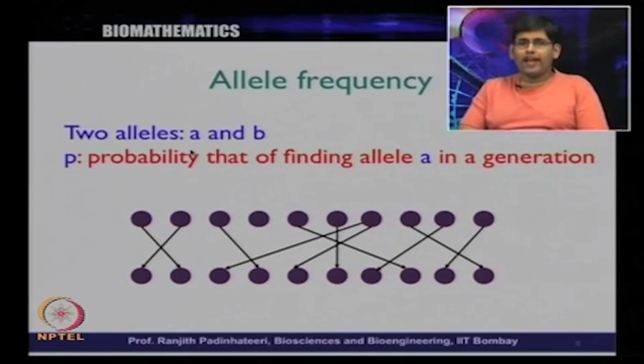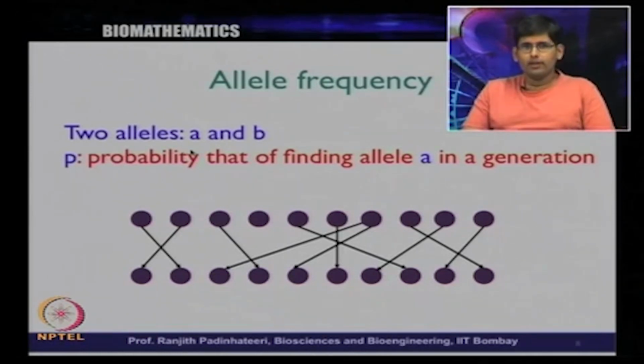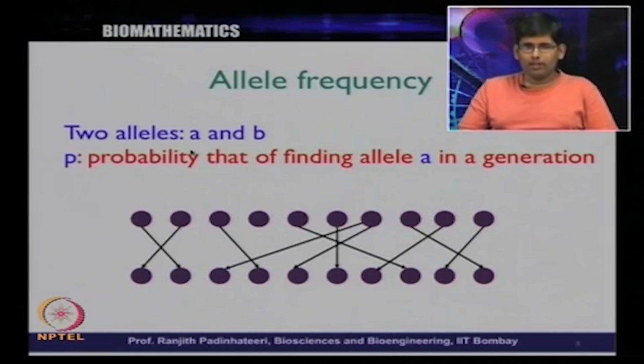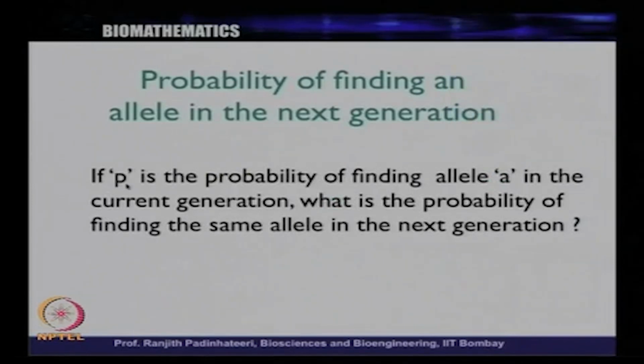Then the question is, what is it, if you know this much. So, there are 2 alleles. Again in reality there will be many alleles, but for simplicity let us think of only 2 alleles, A and B. So, there is some fraction, let us say there are 10 individuals and 6 of these individuals have allele A and 4 of these individuals have allele B or gene B. You can think of it that way, or 3 of them have allele A and 7 of them have gene B. So, in this particular way, you can ask the following question: if P is the probability of finding an allele A in the current generation, what is the probability of finding the same allele in the next generation?